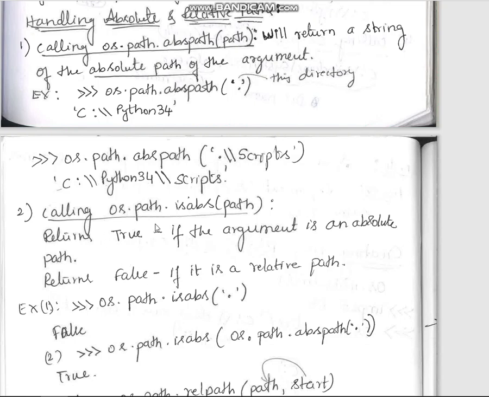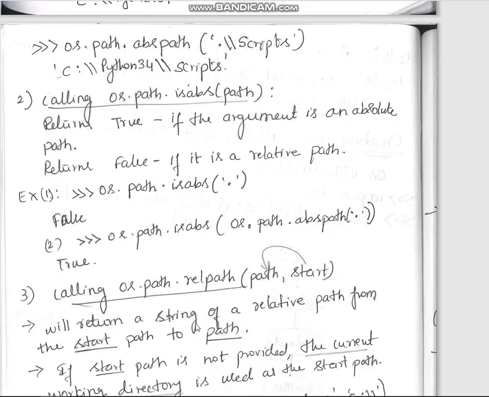Now calling os.path.isabs(path). This method returns True if the argument is an absolute path, or returns False if it is a relative path. So isabs is used to check whether it is an absolute path or a relative path. Now os.path.isabs('.'). If you give dot, dot tells us the current working directory. So it's not an absolute path, and it returns False.